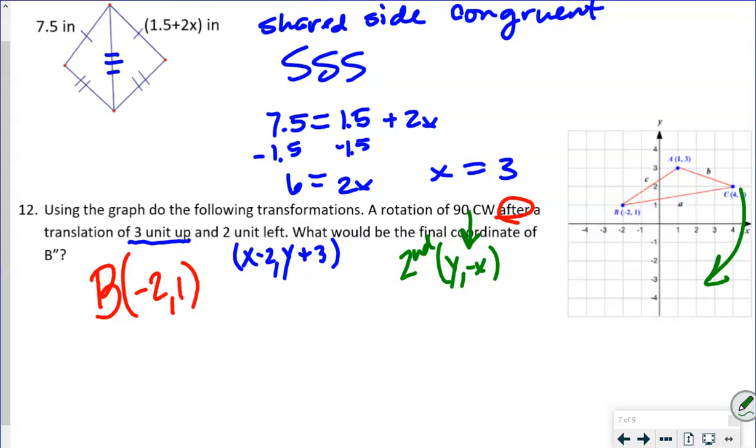So now we're going to do our B prime, okay? Actually, let's do it in blue because that's what we have to do first, right? This is our first step, yes? Okay, so our B prime, we're going to subtract 2 from -2. That's going to give us -4. And then we're going to add 3 to 1, which is going to give us a +4, right?